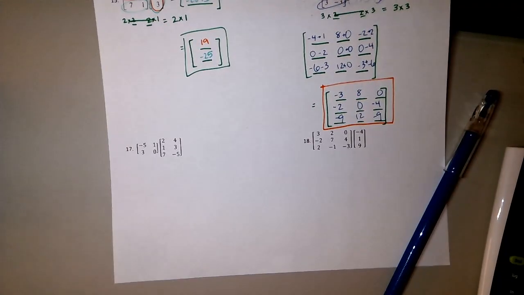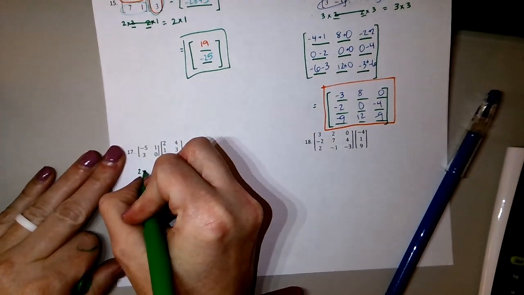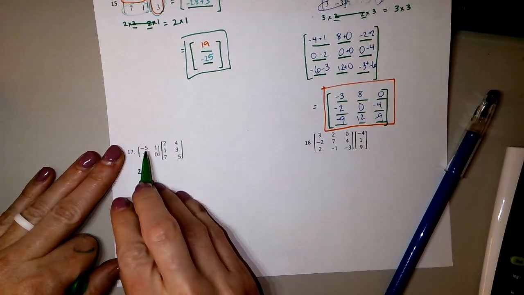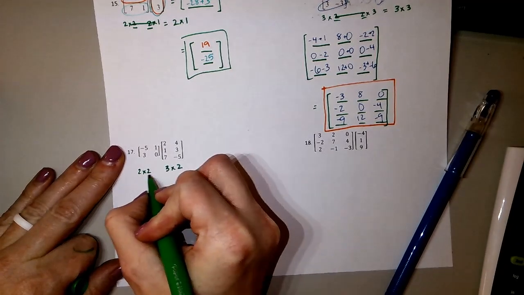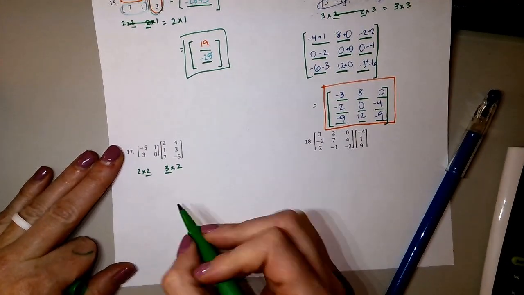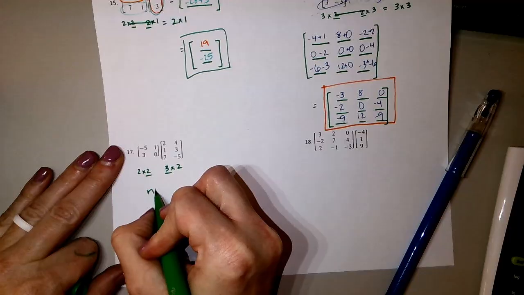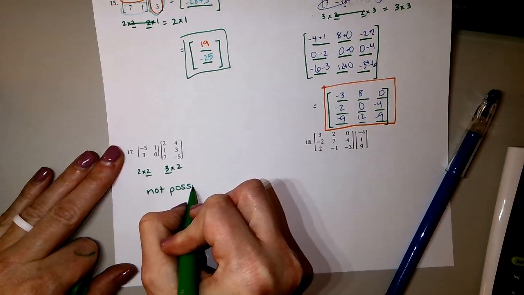Next one, we have a 2 by 2, because there's 2 rows, 2 columns, and then this is a 3 by 2 because there's 3 rows and 2 columns. That middle number does not match, so it is not possible, and you don't have to multiply them if it is not possible.